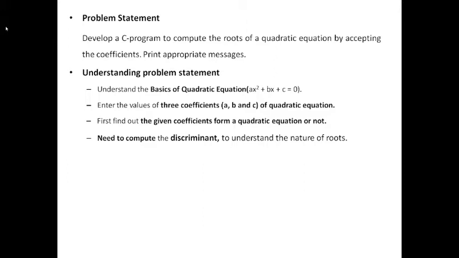So first we find out whether the given coefficients form a quadratic equation or not. Later we need to compute the discriminant to understand the nature of the roots, and finally we use the quadratic formula to find the roots of the quadratic equation. Now let us start with the basic understanding of the quadratic equation.